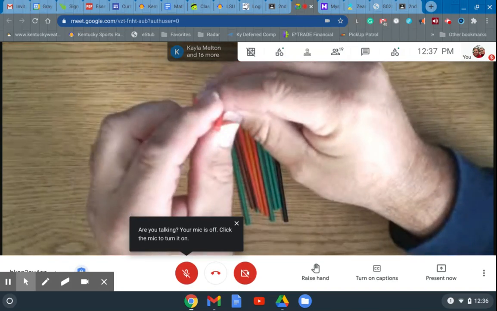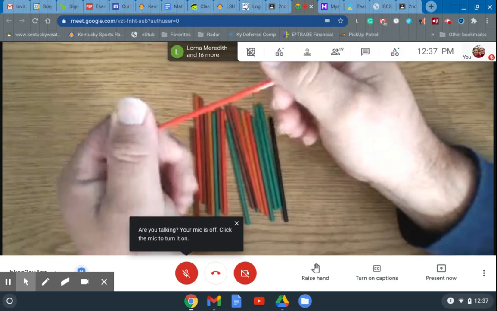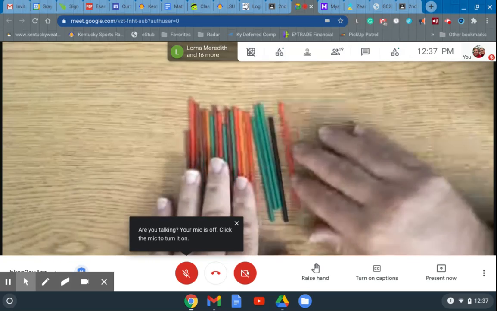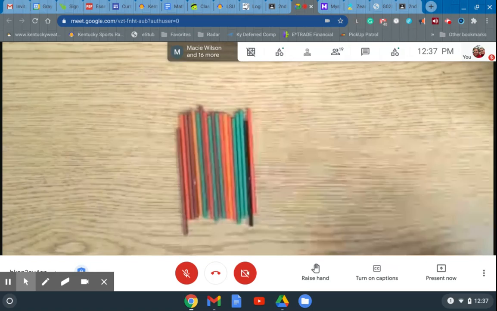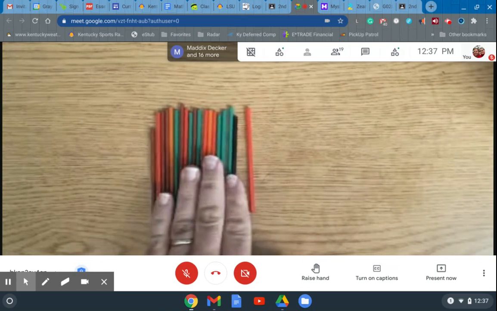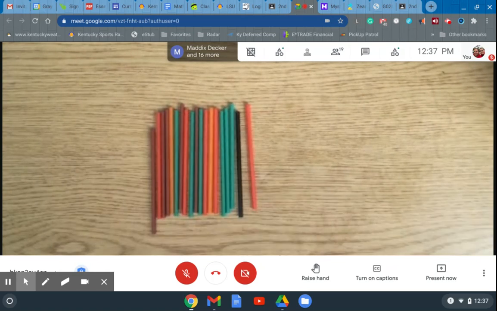They kind of look like coffee stirs, but they're not. There's a whole bunch of sticks here. How could I count them? How could I count them? Think about it. Callie, how can I count them? Unmute. By tens. I could count by tens.